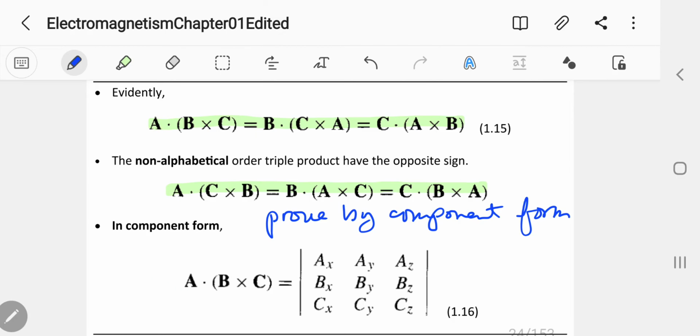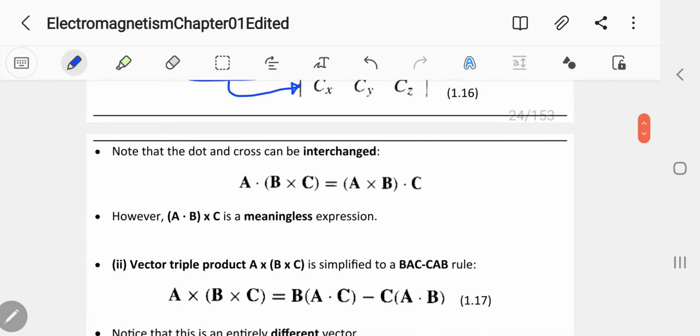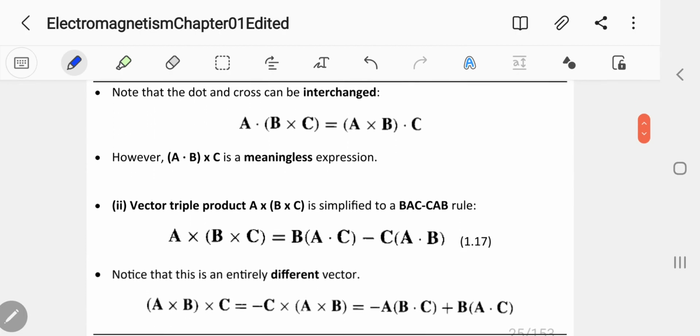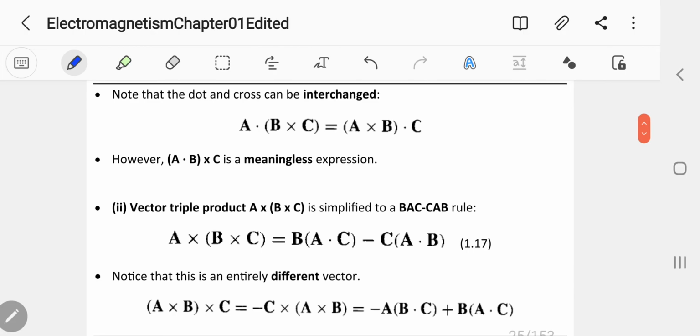And also this is given by the determinant of this matrix. This is also true. This one. Again, this one is not valid.